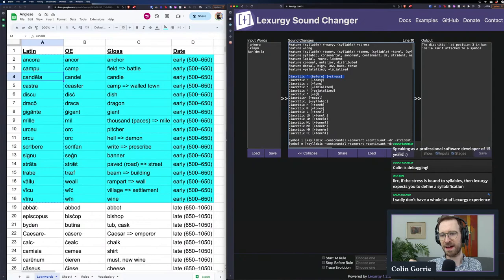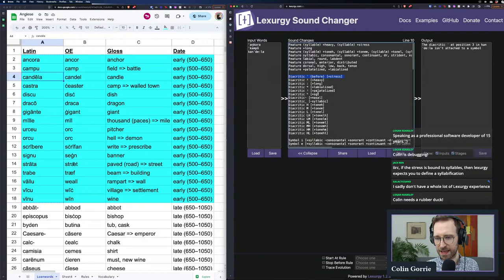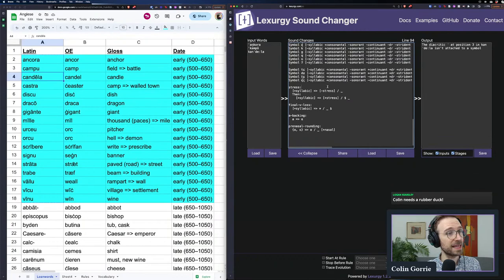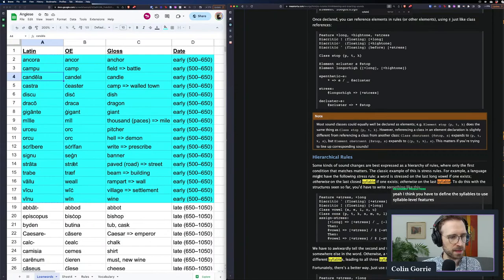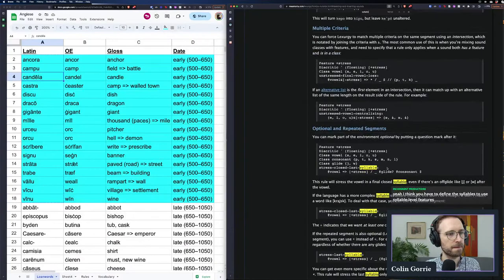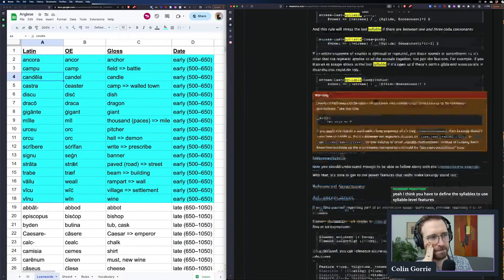Jack Wren saying if the stress is bound to syllables, then Lexurgy expects us to define a syllabification rule, which we haven't done. So let's do that next. And what is the syntax for the syllabification rules in Lexurgy? Syllables, syllables. Where are our syllables? Perhaps down here? Yes, syllables.